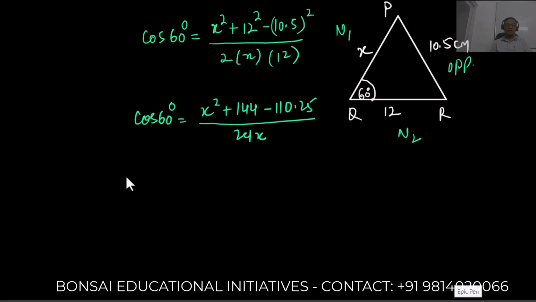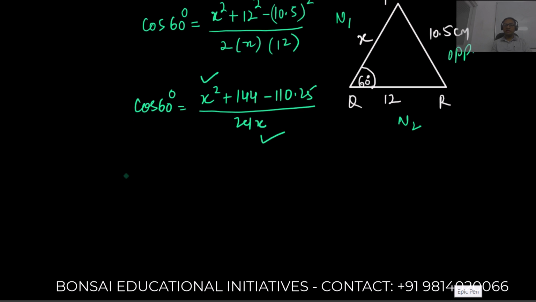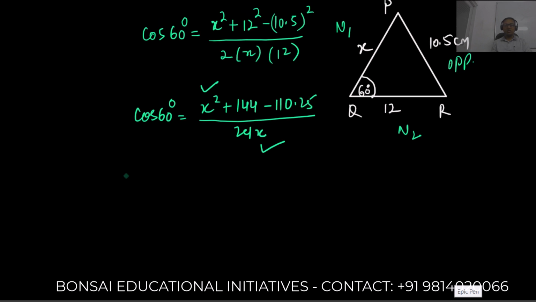So what is going to happen here? We are having a term containing x square here, and a term containing x here. When we have this kind of situation, we'll be getting a quadratic equation. Now you have to solve that quadratic equation. Let us see how this is going to happen. This is a lengthy problem. It may take some time.